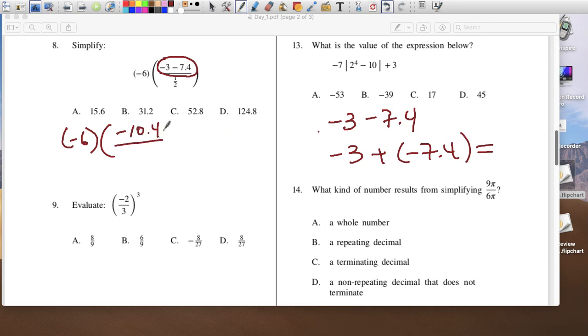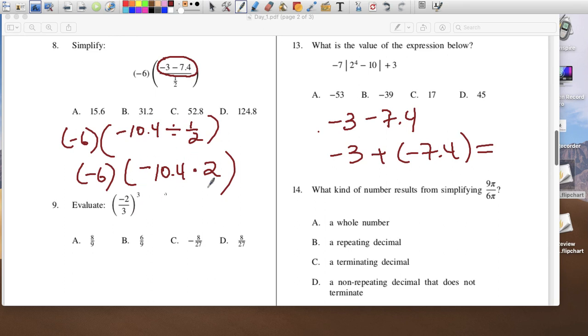Everybody's negative, over, what is that, half? Over a half. But you know what I'm going to do? Instead of writing over a half, I'm going to write it like this, divided by half, which is the same thing. So continuing, negative 6, and then I'm going to have negative 10.4 times the reciprocal of 1/2 is 2, right? Or 2 over 1, but we don't need to put the 2 over 1. Again, I'm still working inside the parentheses, so I get negative 6, and negative 10.4 times 2 is positive 20.8. If I multiply negative 6 times 20.8, it's going to give me a negative number.